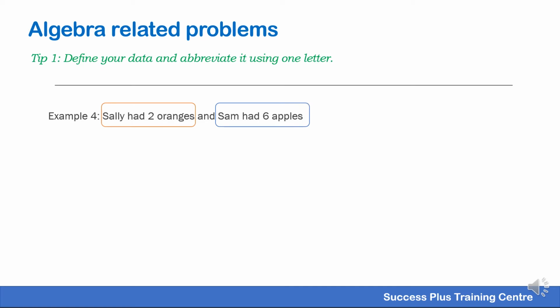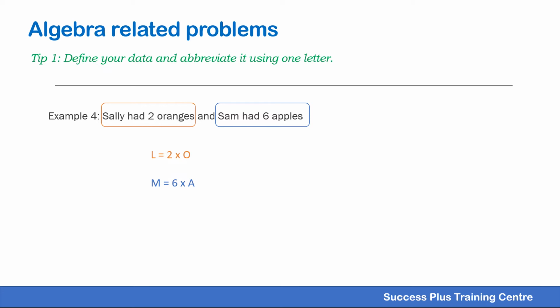Let's look at the fourth example. Sally had 2 oranges and Sam had 6 apples. Pause the video and convert this sentence into 2 formula. In this example, both names started with the same 2 letters. This means I cannot use either of the letters as an abbreviation to any of the names. If I look at the third letter in each of the names, they are different. That's why it's advisable that you use the third letter in each one of the names as an abbreviation to that name. So I would use L to abbreviate Sally and M to abbreviate Sam.